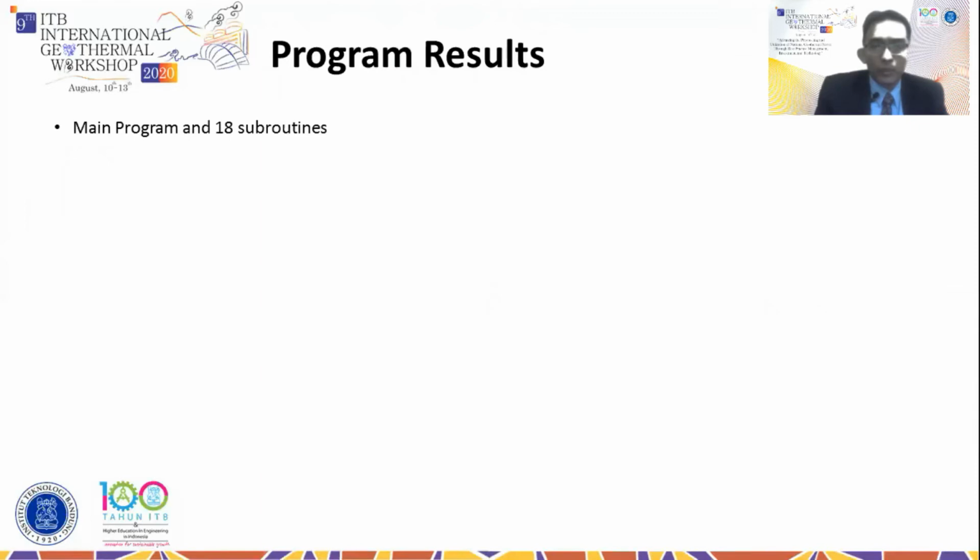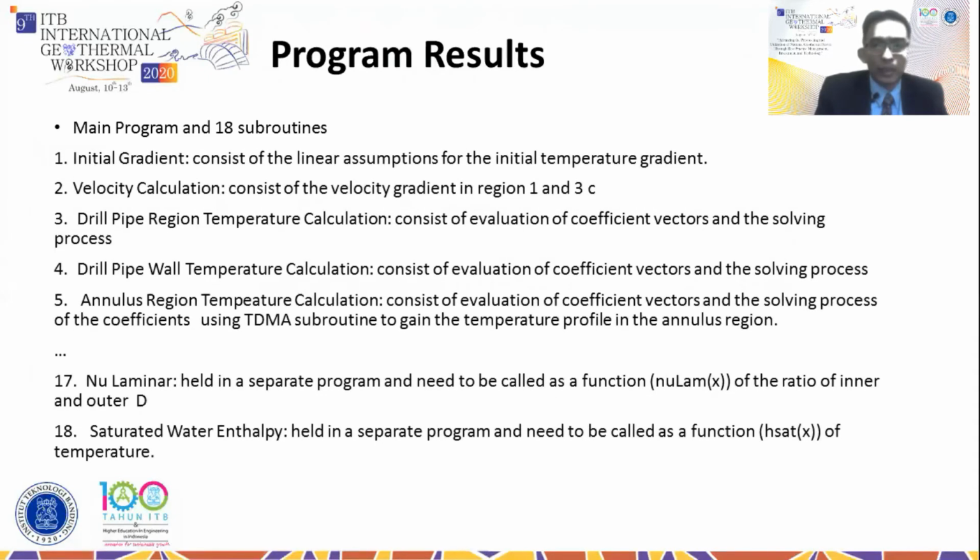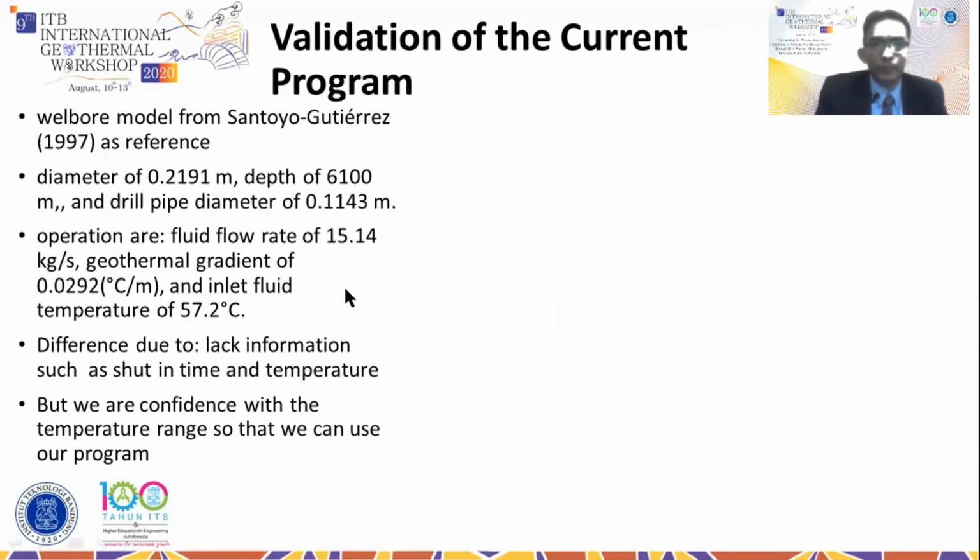The program that we built has a main program and 18 subroutines. The 18 subroutines include, for example, the initial gradient subroutine, velocity calculations, and so on, including at the end, for example, here is saturated water enthalpy, or the properties of the water. For the validation of our program, we compared with the wellbore model from Santoyo, Gutierrez, 1997 as reference.